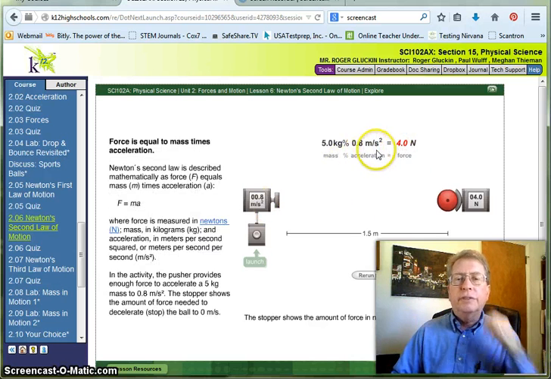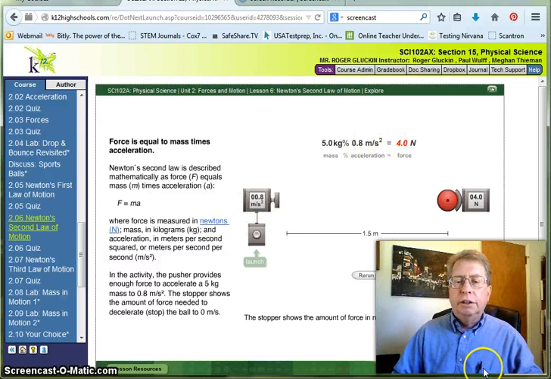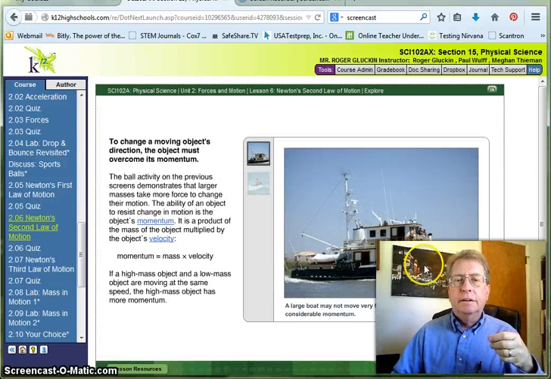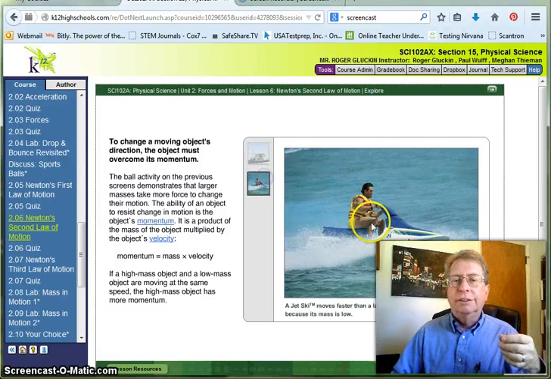Let's see, it's going at the same amount of acceleration, the same amount of speed. Only 4 newtons here versus 8 newtons here. Okay, so the more mass, the more force. Similarly, the more acceleration with the same amount of mass gives you more force as well. Okay, so to change a moving object's direction, the object must overcome its momentum. Momentum is the mass multiplied by the velocity. That's another way to look at this. That's momentum.